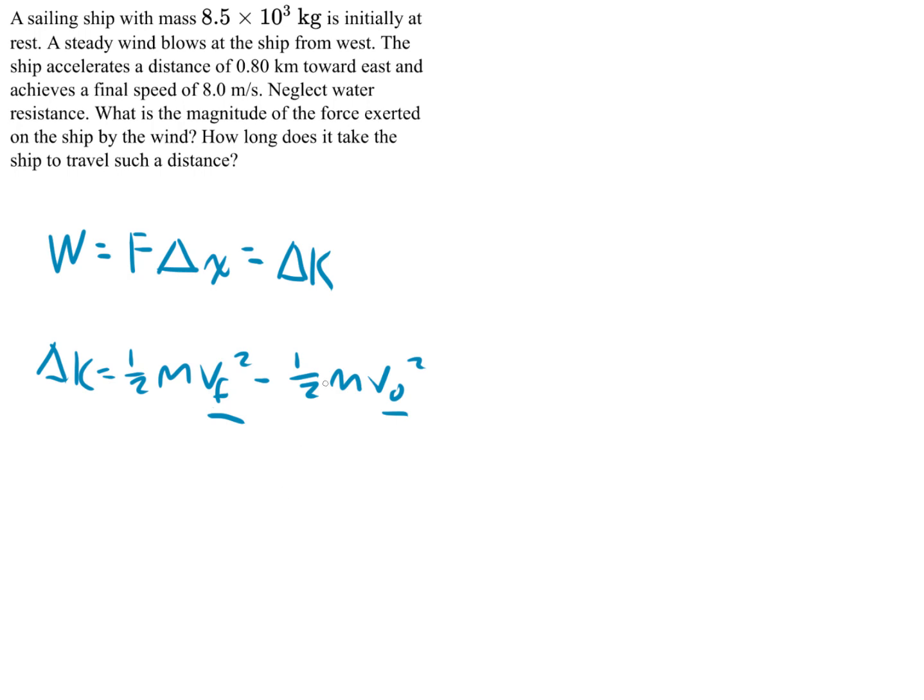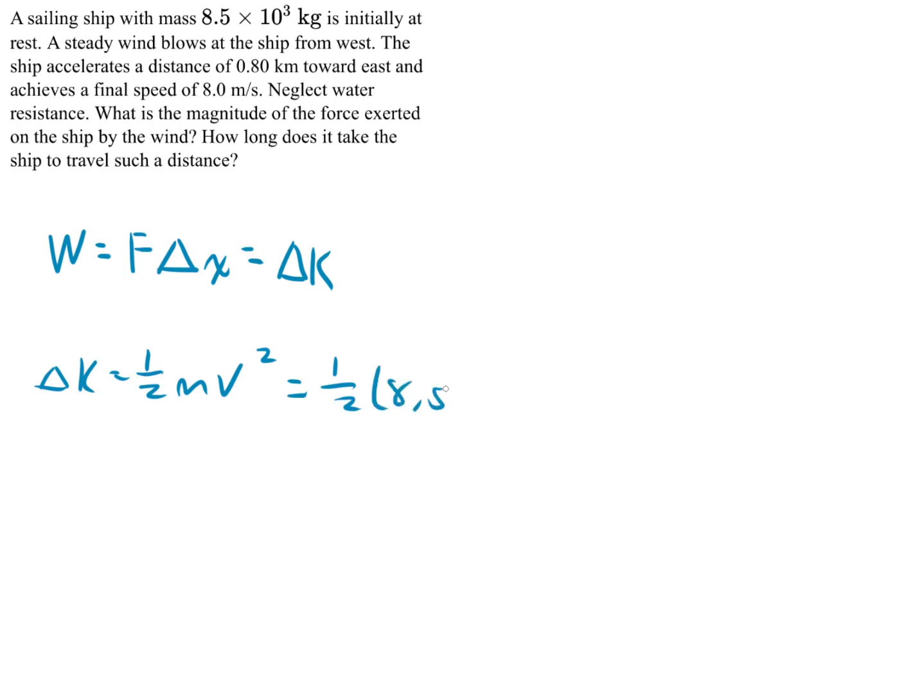Now we know that the sailing ship is initially at rest, as it states in the problem. So the initial velocity is 0, and this whole side becomes 0, so we can ignore that. So the change in kinetic energy is just simply 1/2 mv squared, where v is the ship's final speed after accelerating. So all we need to do is plug the numbers in. So 1/2 times its mass of 8.5 times 10 cubed, this is simply 8,500 kilograms, times its final velocity of 8 meters per second squared.